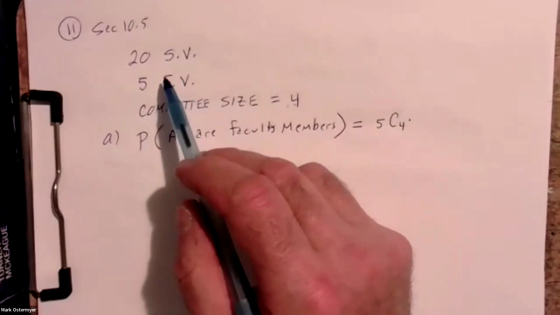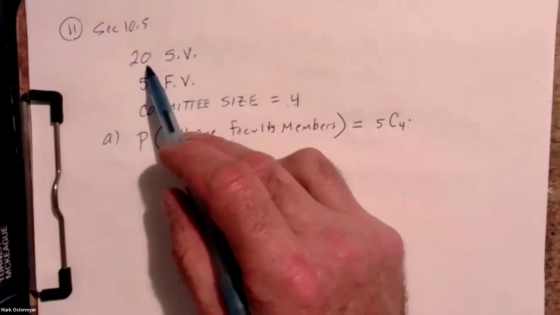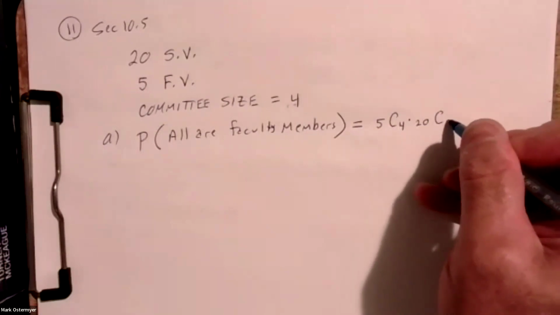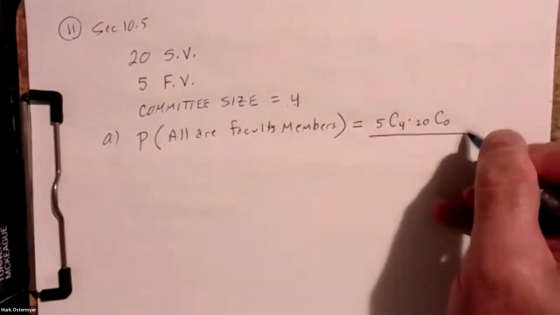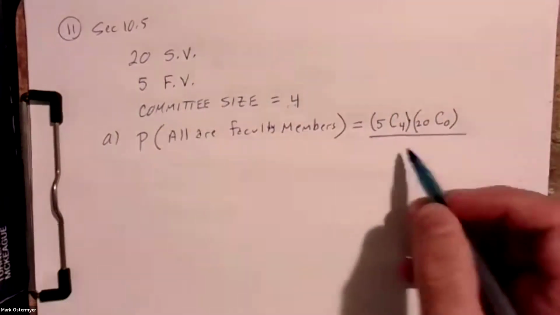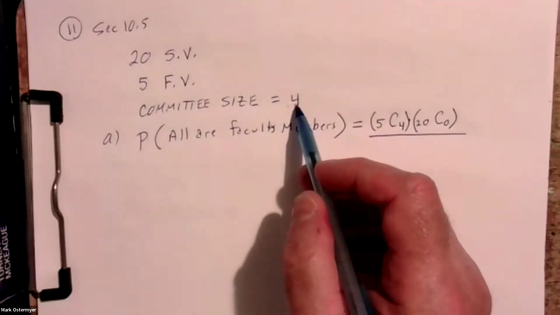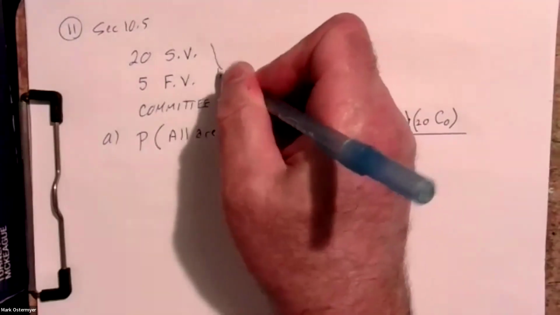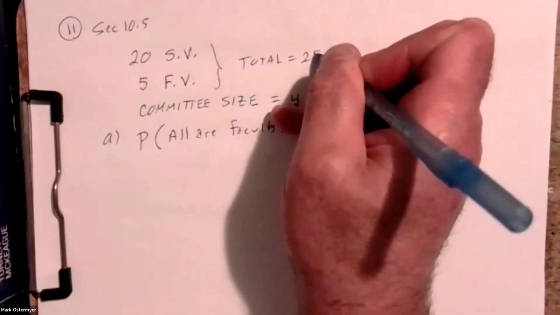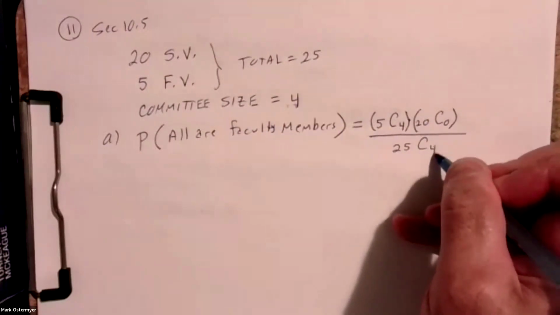How many ways can I choose 0 student volunteers from 20 student volunteers if order does not matter? That'll be 20 in combination with 0. This is going to be divided by the total number of ways in which I can choose 4 people from a total of 25 people. That's going to be 25 in combination with 4.